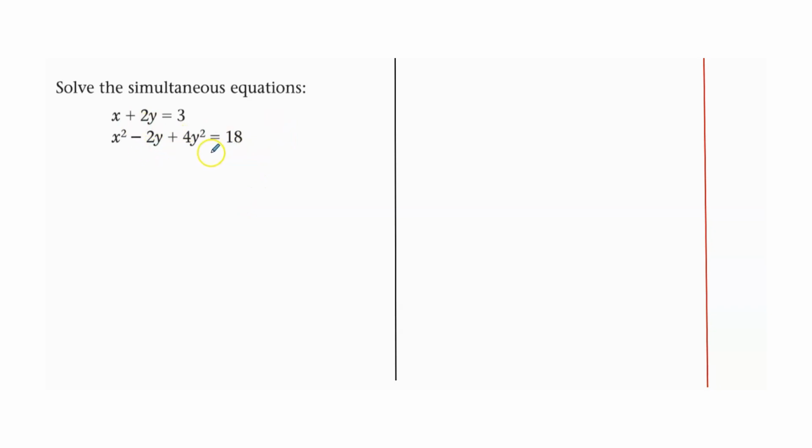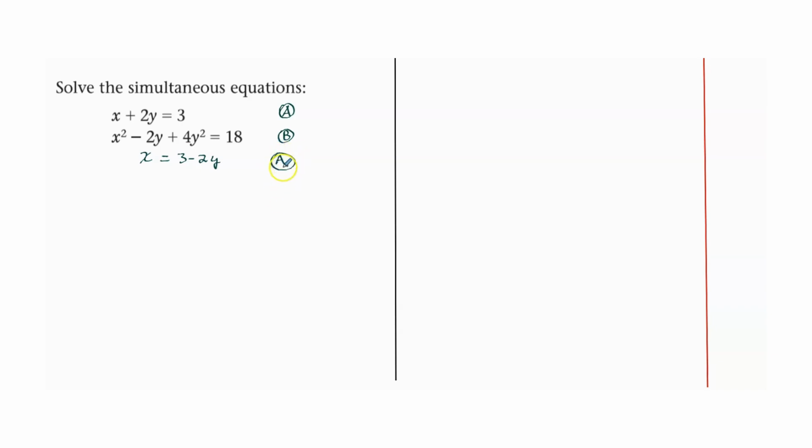Let's label this as equation A, and this one is B. And what we're going to do is to solve it first, and then we can look at the graph. Let's make x the subject of the formula from equation A. So it means that x equals 3 minus 2y. And let's label this equation as equation A1 since it is formed from A.